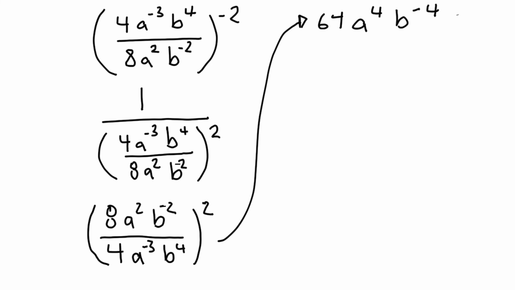We also need to square everything on the bottom. And we get 4 squared is 16. a to the power of negative 3 squared, we're just going negative 3 times 2 is negative 6. And b to the power of 4, we're just going 4 times 2, so it's b to the power of 8. All right, so we're getting closer. We still need to simplify things. I'm going to deal with the coefficients. 64 divided by 16 is 4.